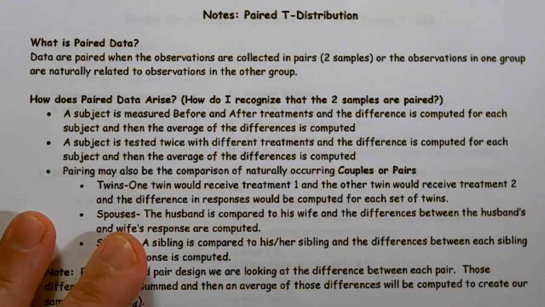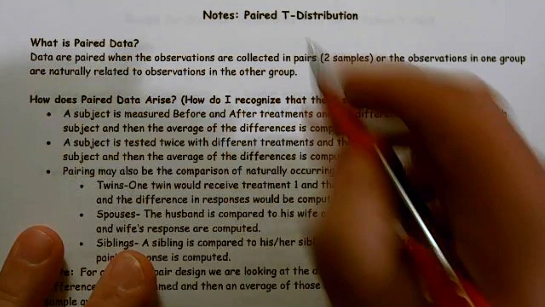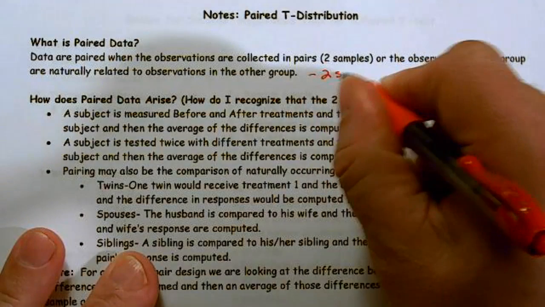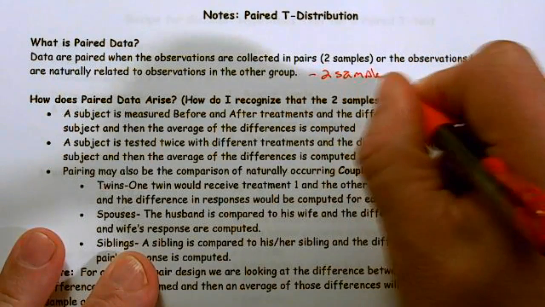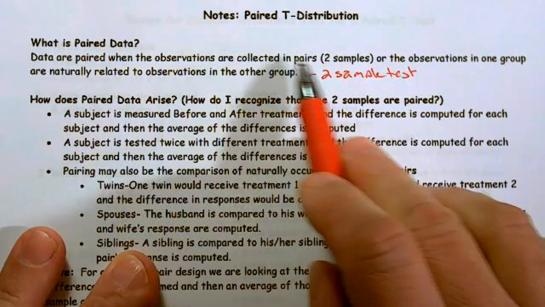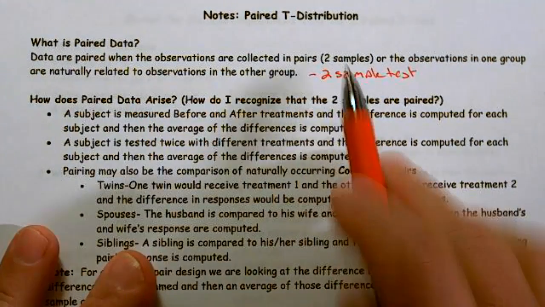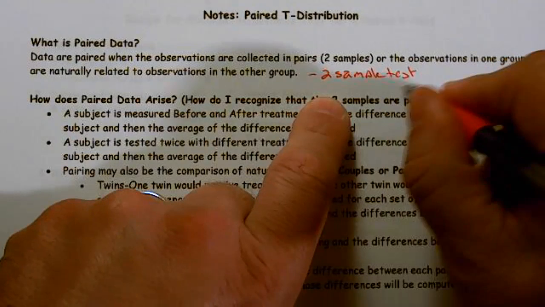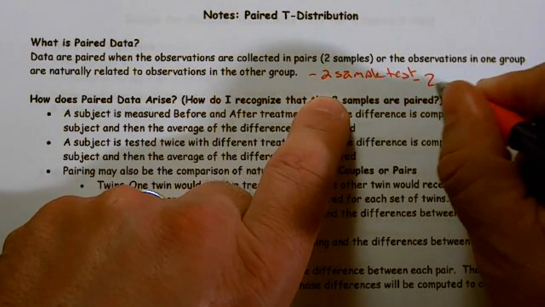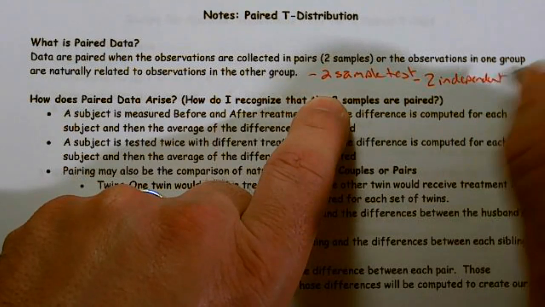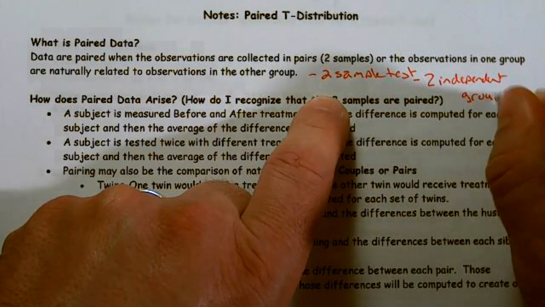Now, there's going to be a distinct difference between it and what is known as a two-sample test. You're like, well, wait a second. A two-sample test is different than a paired, and yet you're saying that a paired has two samples. Yeah, a pair does have two samples, but these are two independent groups. A two-sample test is two independent groups. And we will study those after spring break.